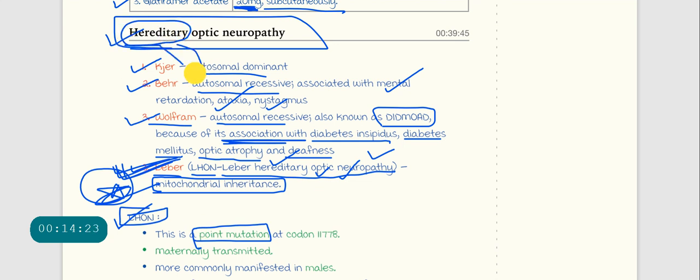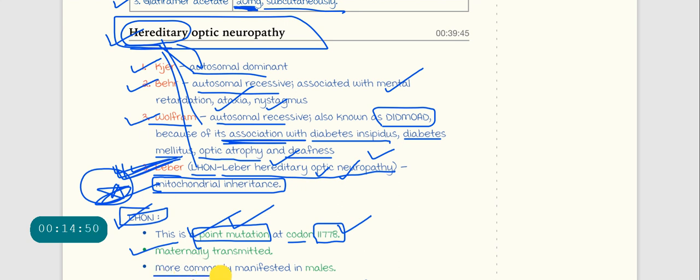At which codon? Codon 11778 is getting a point mutation. It is maternally transmitted, obviously it is hereditary. Now the most common manifestation is in males, an important point over here.